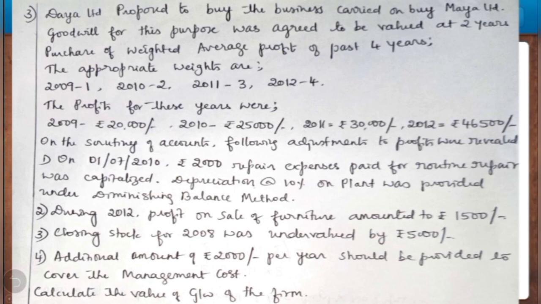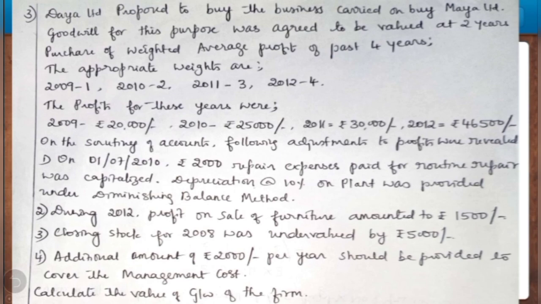The profits for these years were 2009 20,000, 2010 25,000, 2011 30,000, 2012 46,500. On the scrutiny of accounts, the following adjustments to profits were revealed. First one, on 1st July 2010, rupees 2000 repair expenses paid for routine repair was capitalized. Depreciation at 10% on plant was provided under diminishing balance method. Second one, during 2012, profit on sale of furniture amounted to 1500.